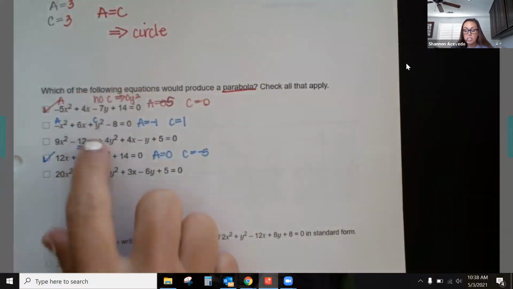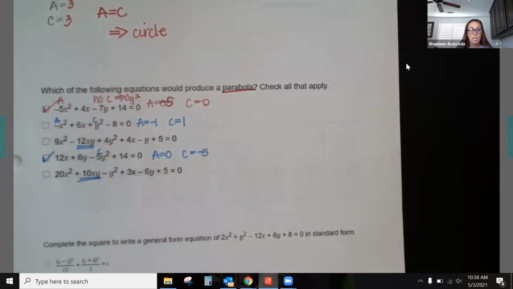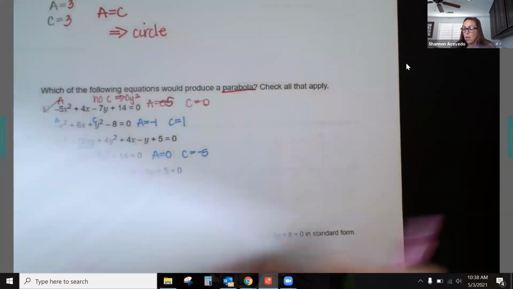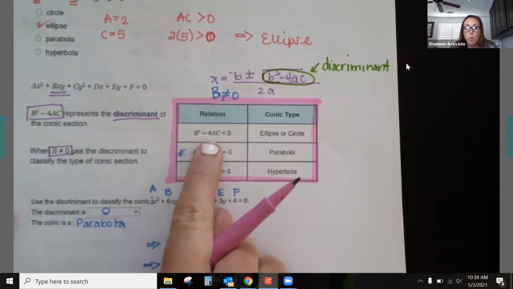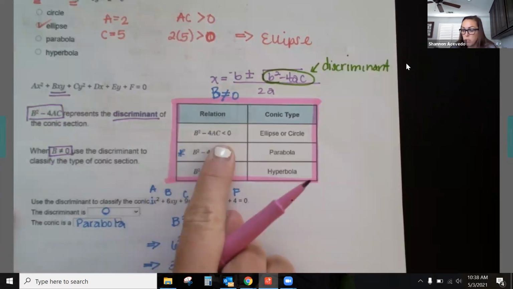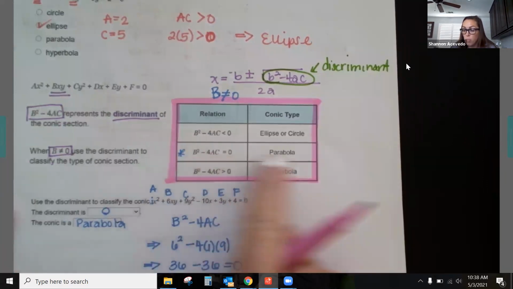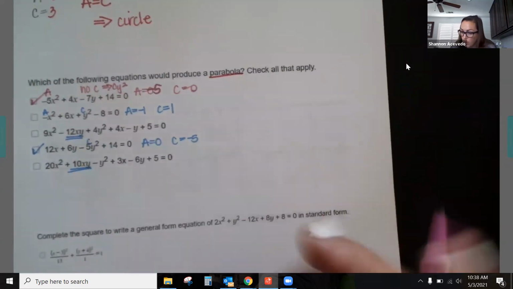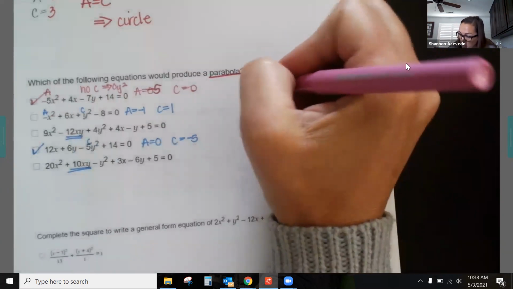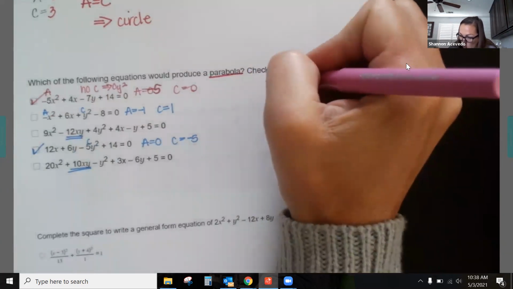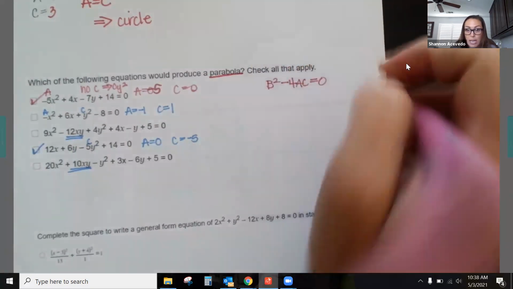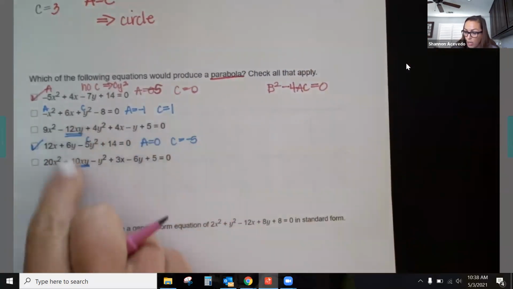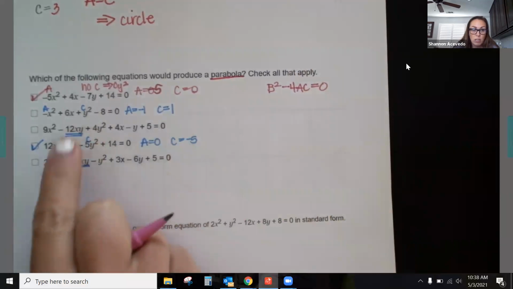I didn't check these two yet because it's different if my B is not equal to 0. If it's not equal to 0, then I need to use my B squared minus 4AC. If I'm looking for a parabola, I'm looking for that to equal 0. So for these two, I'm using my B squared minus 4AC, and if it equals 0, it's a parabola.